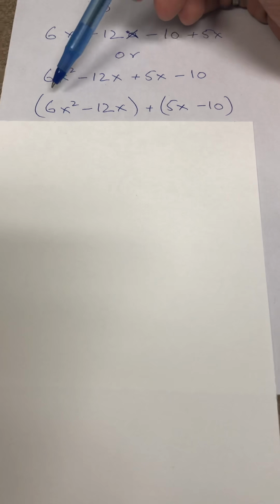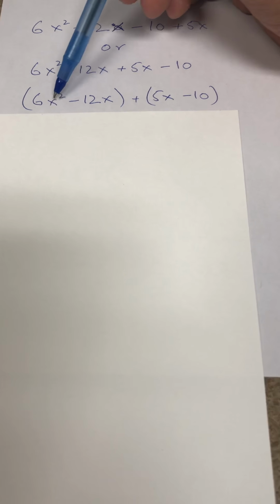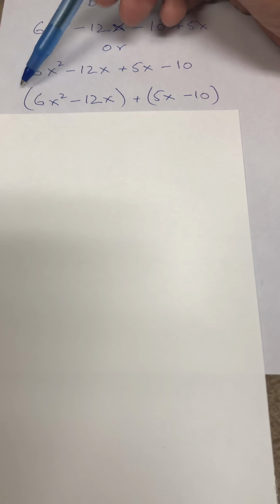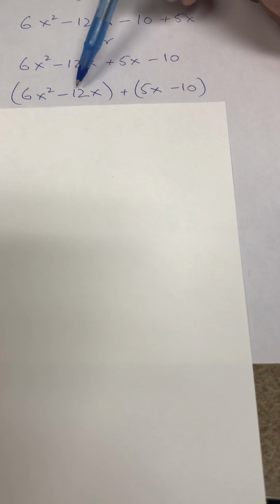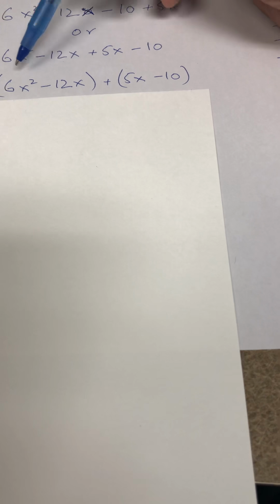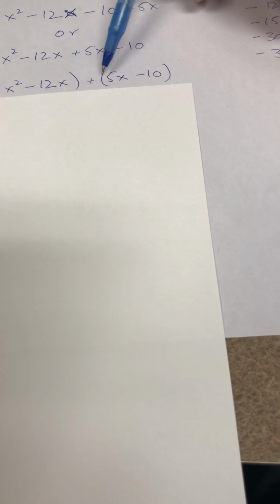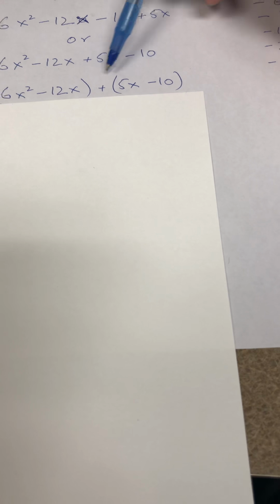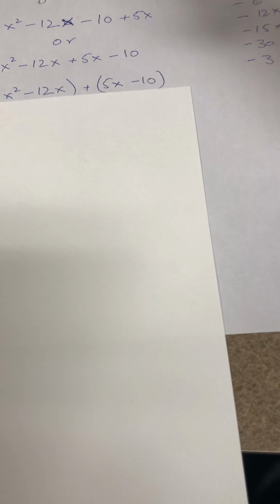So what we'll do is we'll pull out the 6, actually, we'll pull out 6x, leaving an x. Once we pull out the 6, how do we get 12? We get 12 by 6 times 2. So we'll leave a 2 in here and take the x out as well. And over here, we'll take out the 5, leaving x minus 2, because 5 times 2 is 10.